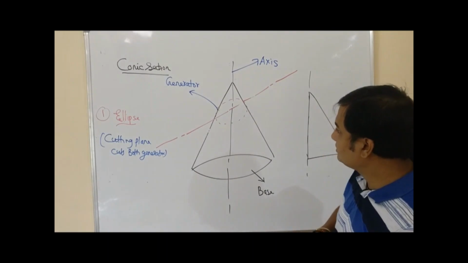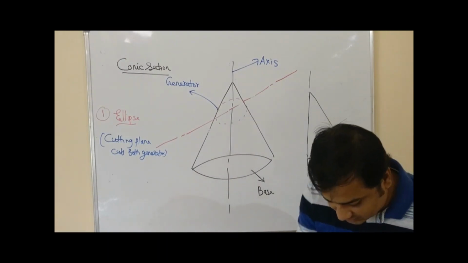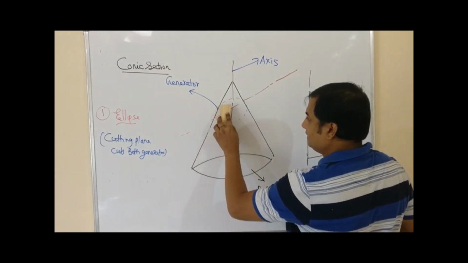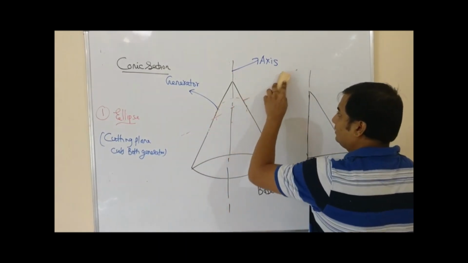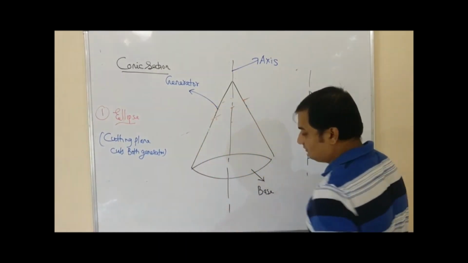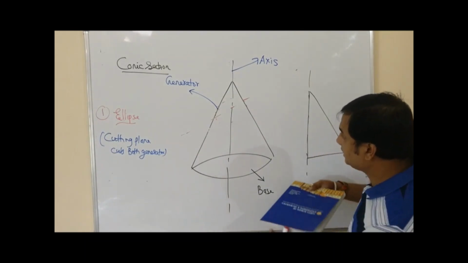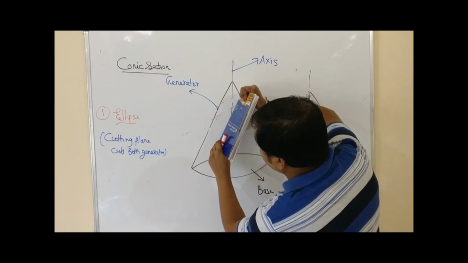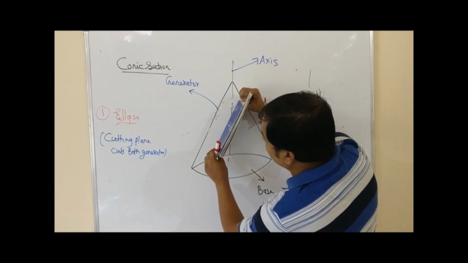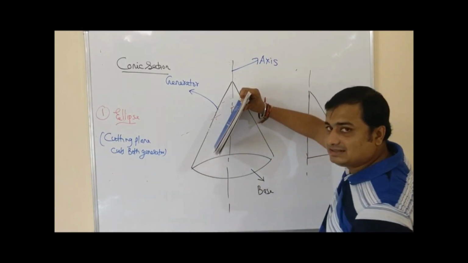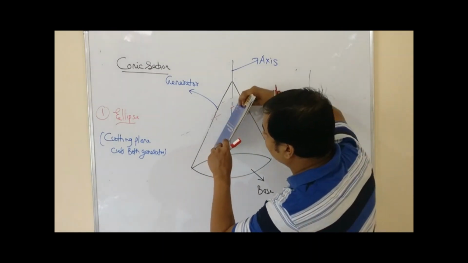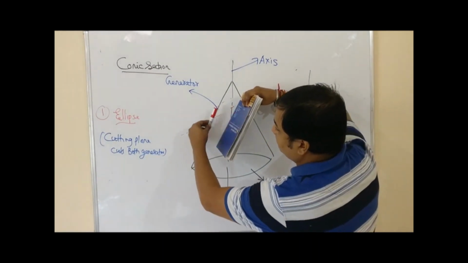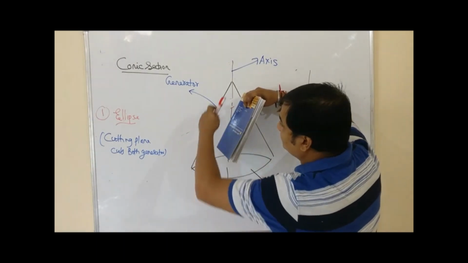Now if we talk about the second condition, the second condition will be something like this. As you can see, in this case the cutting plane is cutting the cone in such a way that this plane is parallel to any one of the generators. As you can see, this plane is parallel to this generator, and this is cutting the cone.